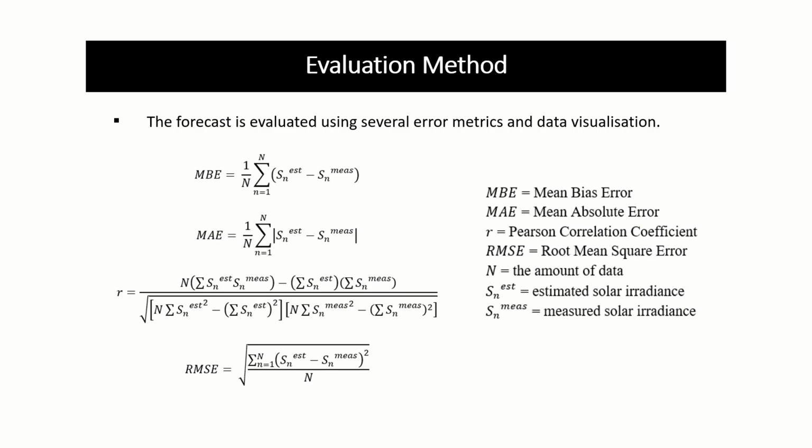So to quantify the evaluation result, here we use several error metrics such as mean bias error, mean absolute error, root mean square error, and we also calculate the correlation coefficient between the model and the observed radiation.